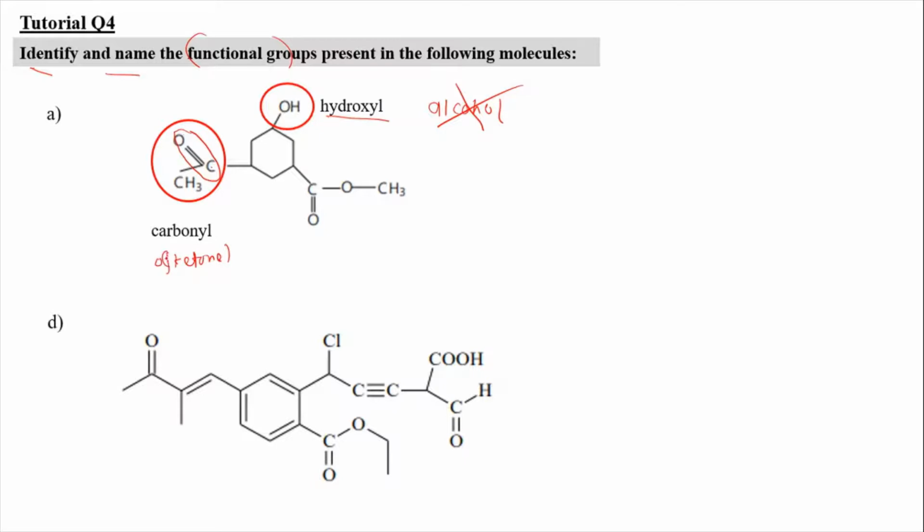carbonyl of ketone. And for this one, which is C double bond O and CO here, refer to the carboalkoxy functional group.